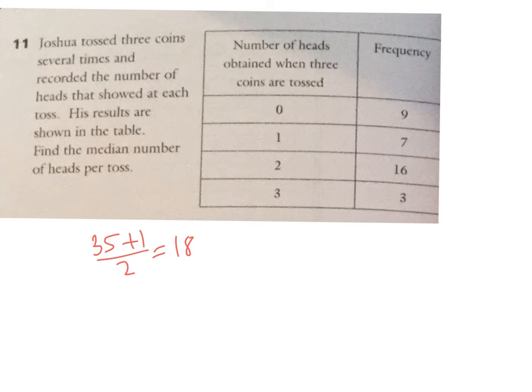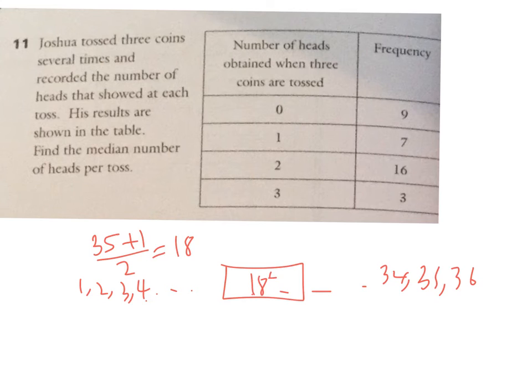So what have I just done there? Basically, if there were 35 values going from 1 to 2 to 3 to 4, right up until the very end of 34, 35, and 36, the middle one is going to be the 18th. And I found that out by adding 1 to the total number and dividing by 2. So where's the 18th value?